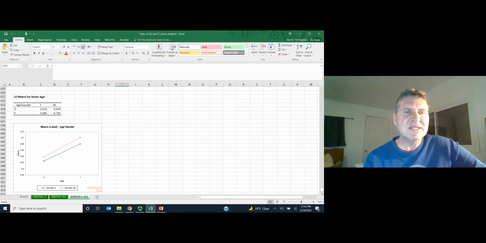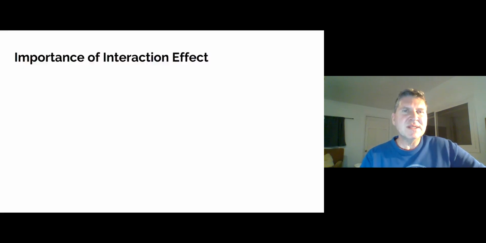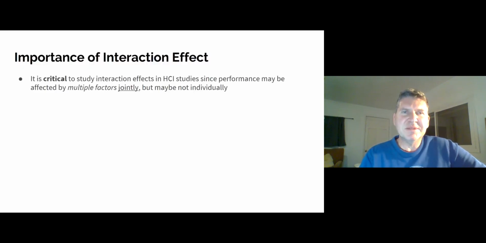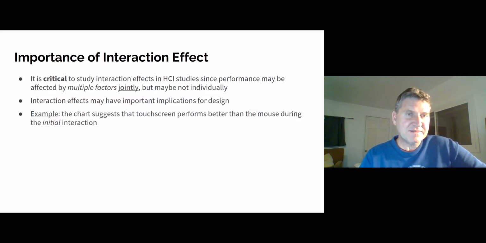So we're able to tease these kinds of things out, and this is something that's nice with software tools like this, as well as an understanding. So even the use of a tool like Excel Stat is impossible unless you understand the underlying statistics behind it. So what is the importance of the interaction effect? It helps us understand the effects because performance might be affected by multiple factors jointly, but not individually. And they have implications for research design.